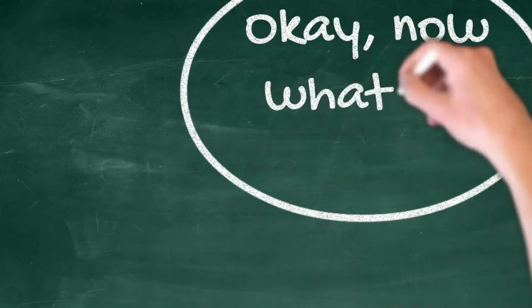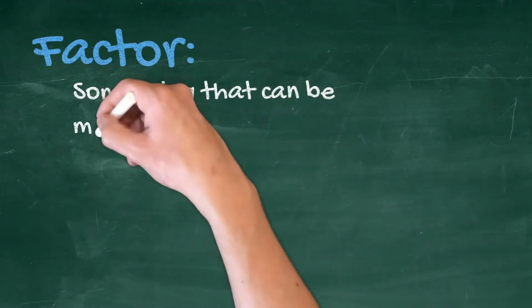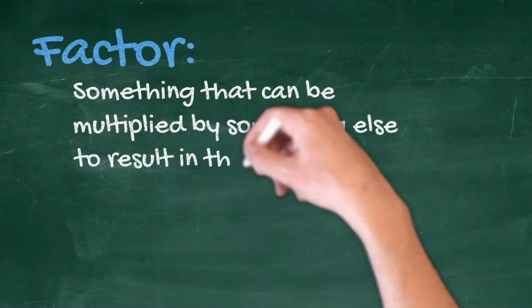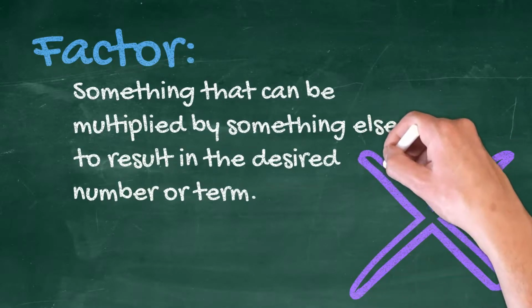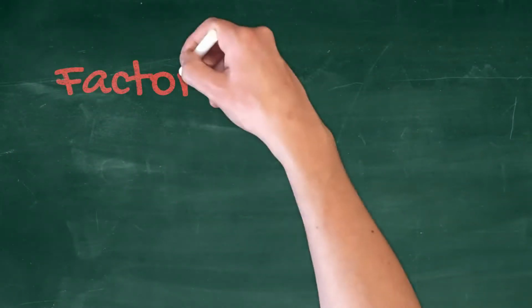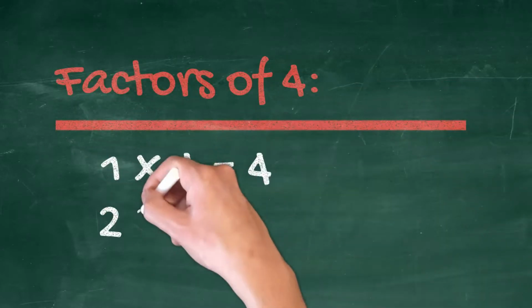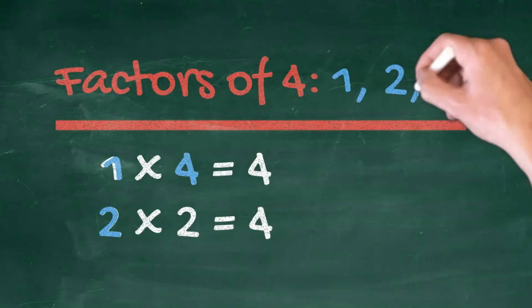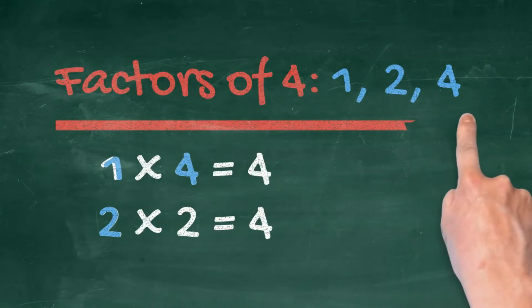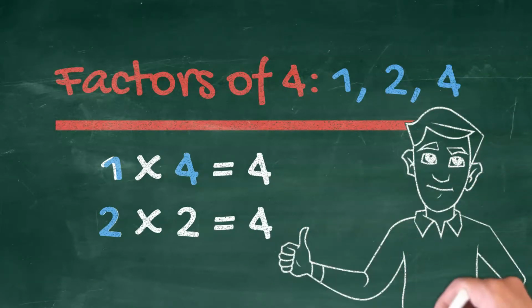We will begin by defining what a factor is. A factor of a number or term is something that can be multiplied by something else to result in that number or term. For example, to get 4, we could multiply 1 times 4 or 2 times 2. So the factors of 4 are 1, 2, and 4, the numbers that we can multiply to get a result of 4.